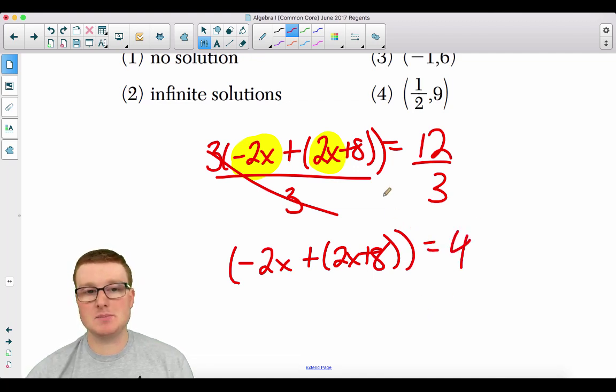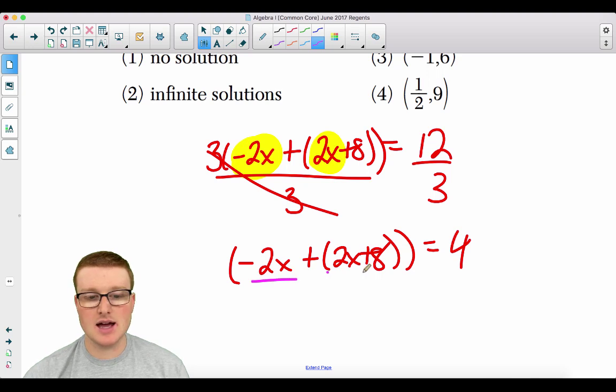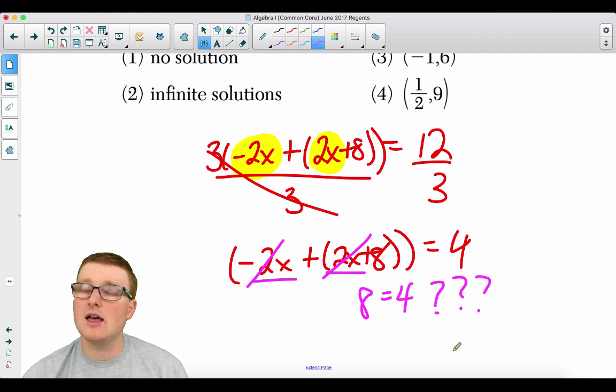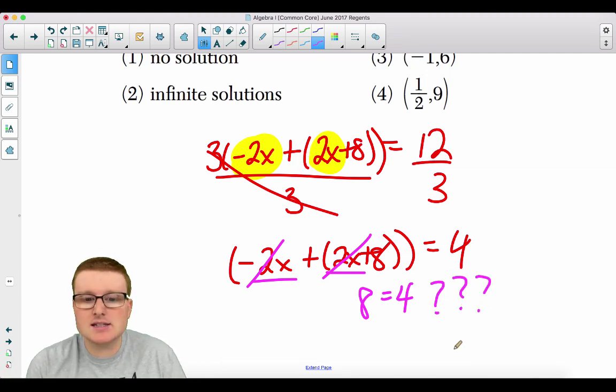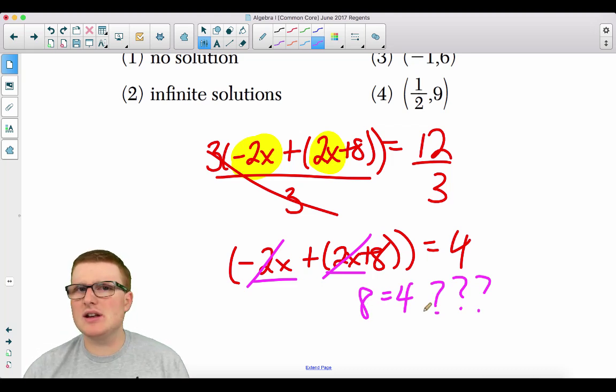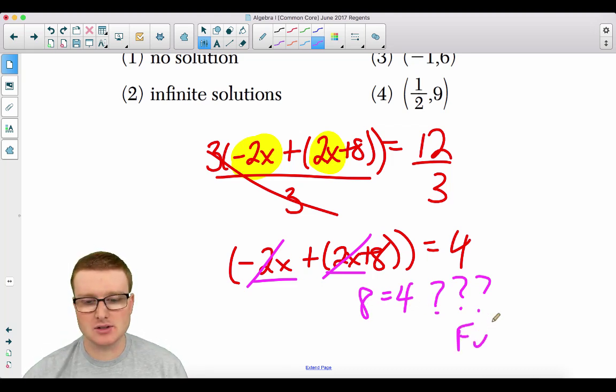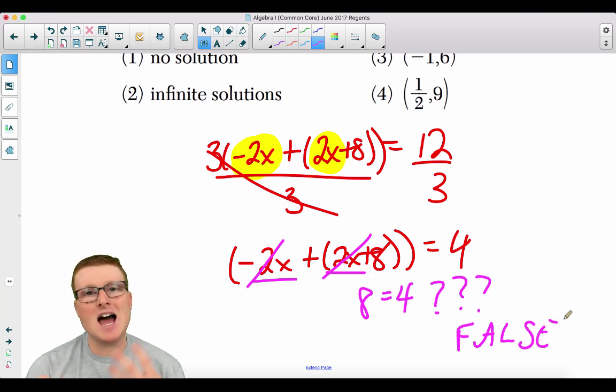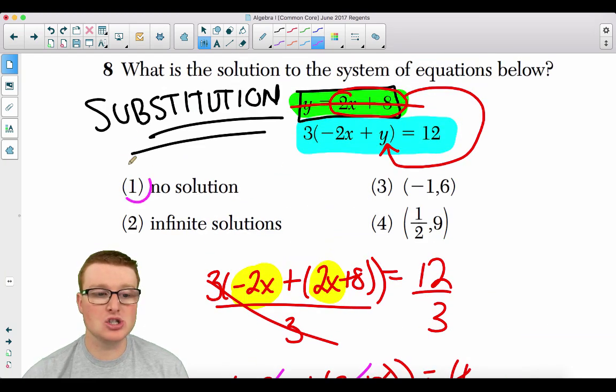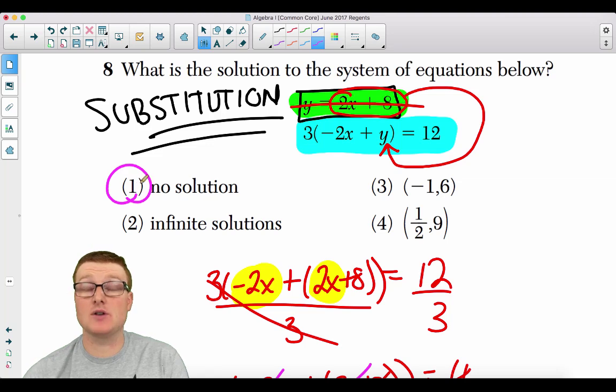Okay, do what's inside the parentheses. Negative 2x and 2x cancel. Huh? We're left with 8 is equal to 4. Where did my x go? The x is gone. Well, I can't solve for it. By the way, is 8 equal to the number 4? No, that's false. That is false information. So what this is telling you is if you eliminate all of your x's, there's no more variables in the equation, and you have a number not equal to another number, there are no solutions in your system of equations.